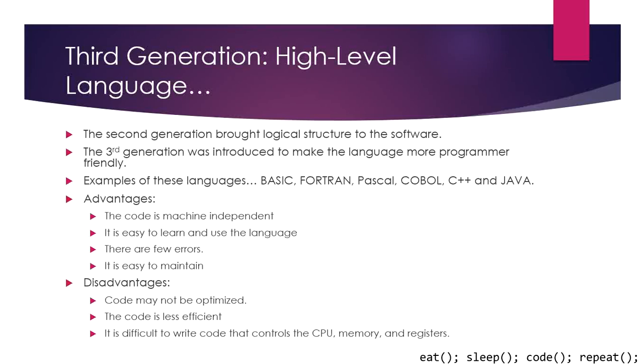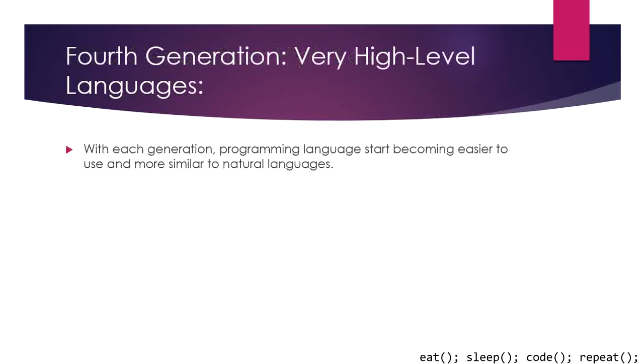We want to optimize it so that our PC machine finds it easier to understand. We can see that the code is less efficient. Of course, there is some efficiency problem in every code. It is difficult to write code that controls the CPU, memory and registers. In C++, Java, COBOL, Pascal, Fortran, we are not directly communicating with registers or CPU internal architecture and stuff like that. So it is difficult to write code that controls the CPU.